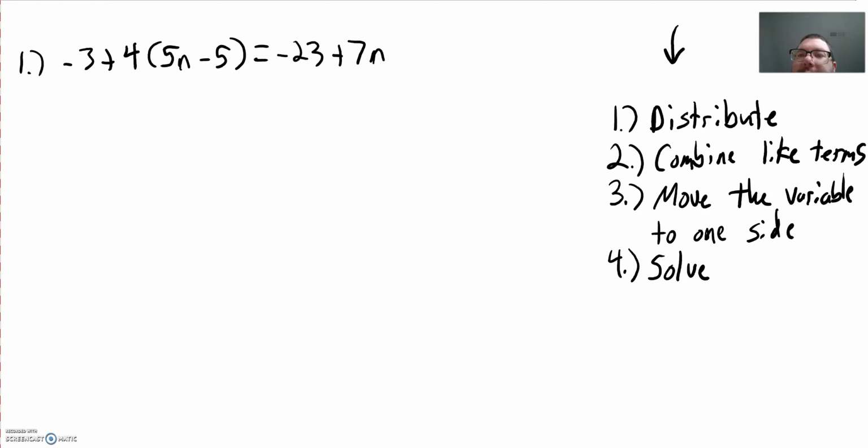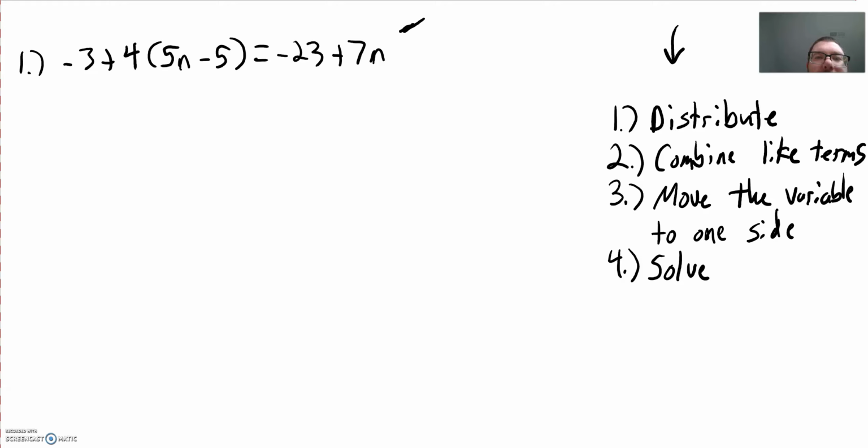Okay, we want to distribute first, then combine like terms, then move the variable to one side, and then finally we would solve. If we do those first three steps, generally you're only going to be left with a party problem. Unless it's one of those party blobs, which is still kind of a party problem, but that's another situation. Anyway, so let's look at our first example over here.